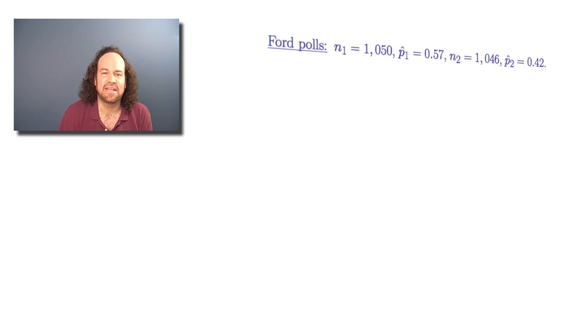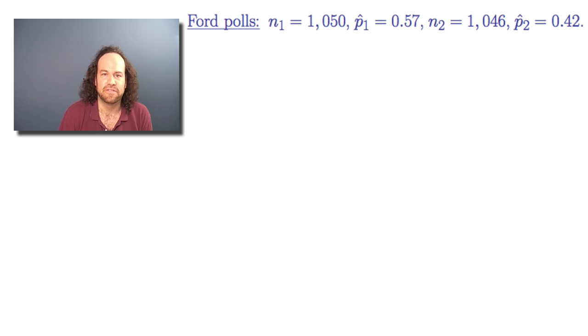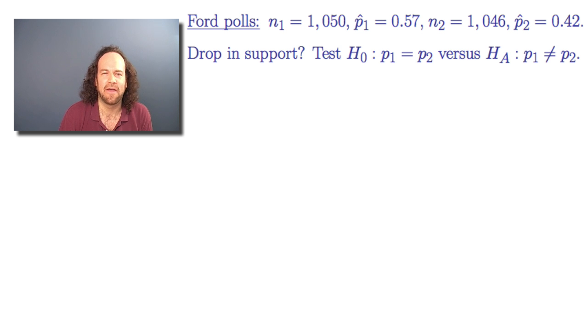So to go back to the example of the Ford polls, remember we had two polls with different sample sizes N1 and N2 and different observed proportions of successes P1 hat and P2 hat. Now, the question would be, is there really a drop in his support? The confidence interval that we already computed for P1 minus P2 suggested that it was positive and therefore suggested that there was a drop. But a confidence interval is not quite the same as a hypothesis test, and we don't want to confuse the two, so we want to do a pure hypothesis test now.